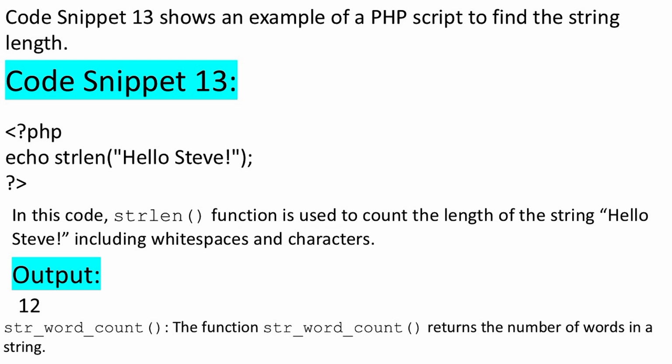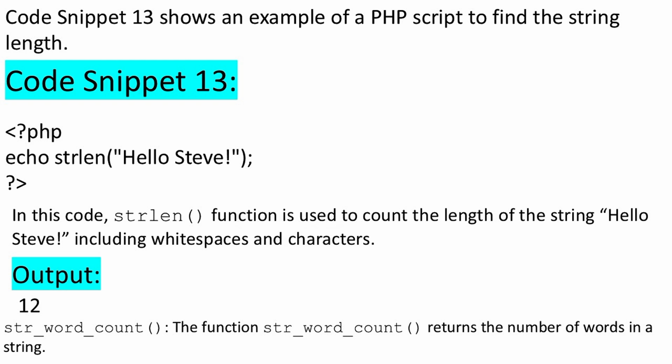Now let's look at a practical example to understand how the strlen function works in PHP. In this code snippet, we are using a simple PHP script that calculates the length of a string. The code starts with the PHP opening tag, followed by the command echo strlen, Hello Steve, and then closes with the PHP ending tag. What this line of code does is call the strlen function with the string Hello Steve as its input. The function counts every single character in the text, including all the letters, the space between the two words, and even the exclamation mark at the end. After counting everything, the function returns the total number of characters found inside that string.